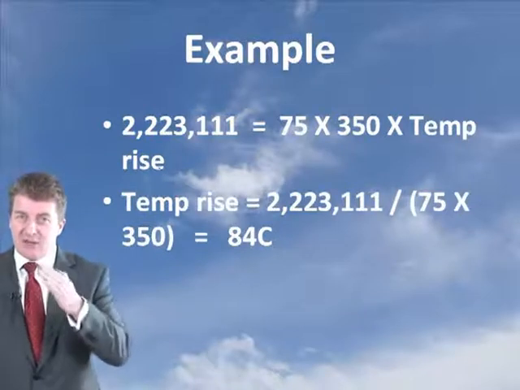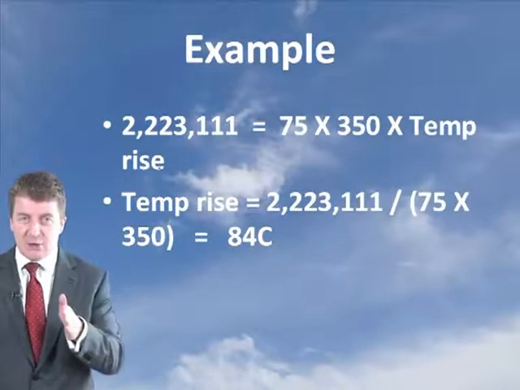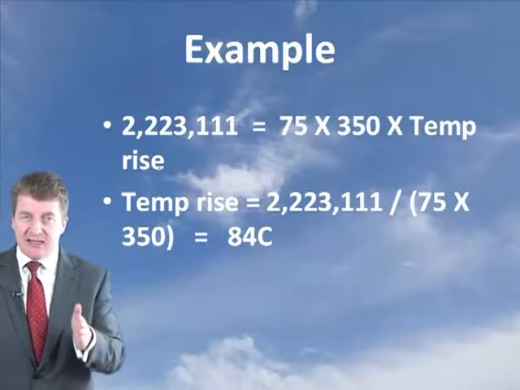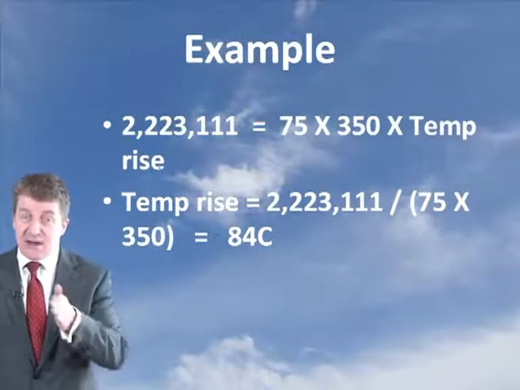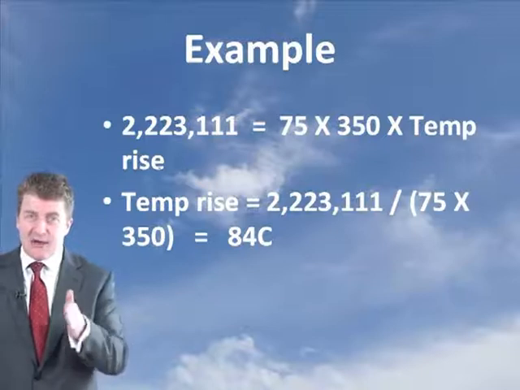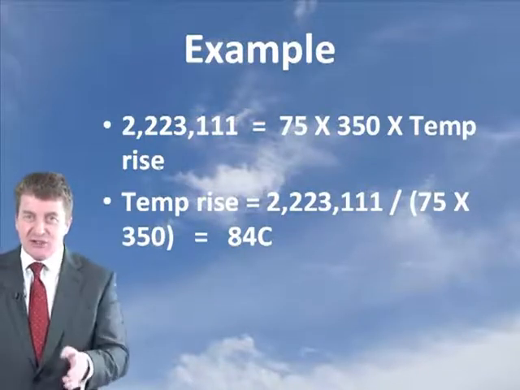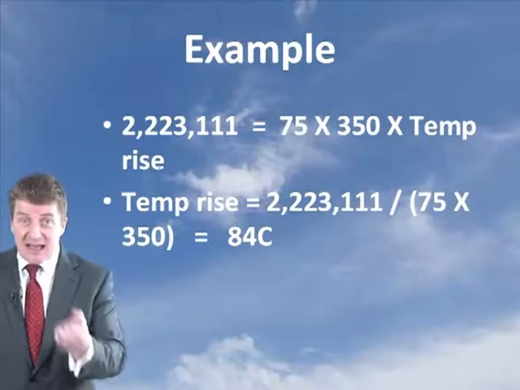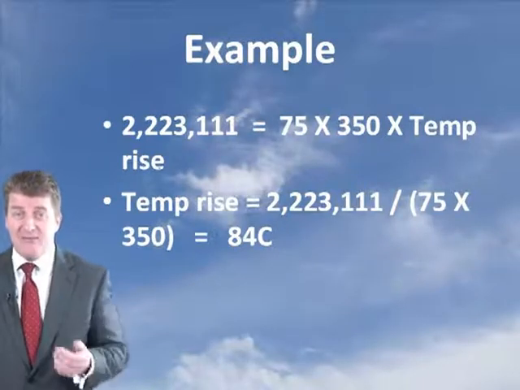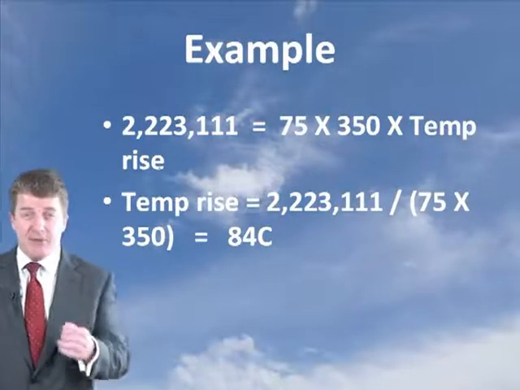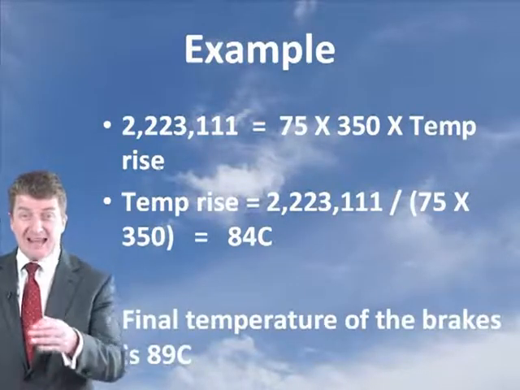Therefore, if we transpose this, the temperature rise equals 2,223,111 divided by 75 times 350, it gives you an 84 degrees C rise. That's your temperature rise. That's how much they would heat up by, 84 degrees. Now, the ambient temperature was 5 degrees, so the temperature of the brakes should be 89 degrees C. That's how you do it.